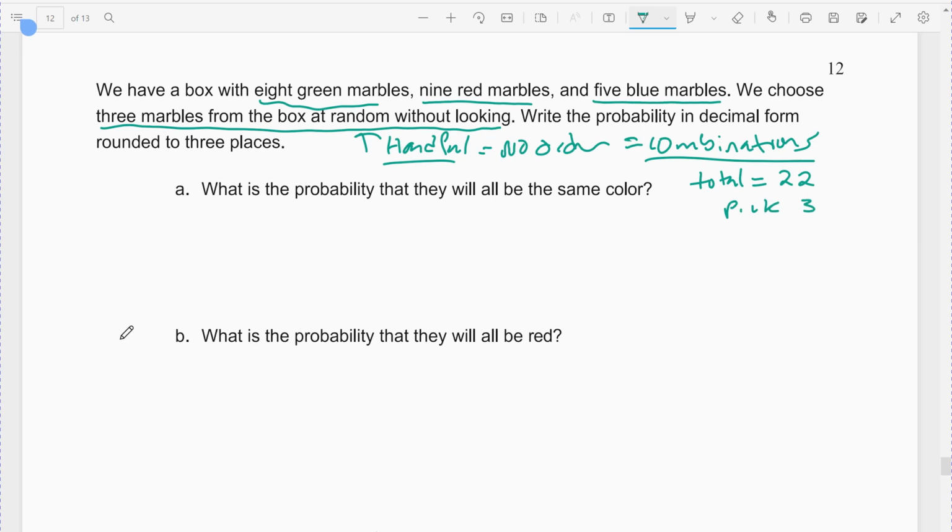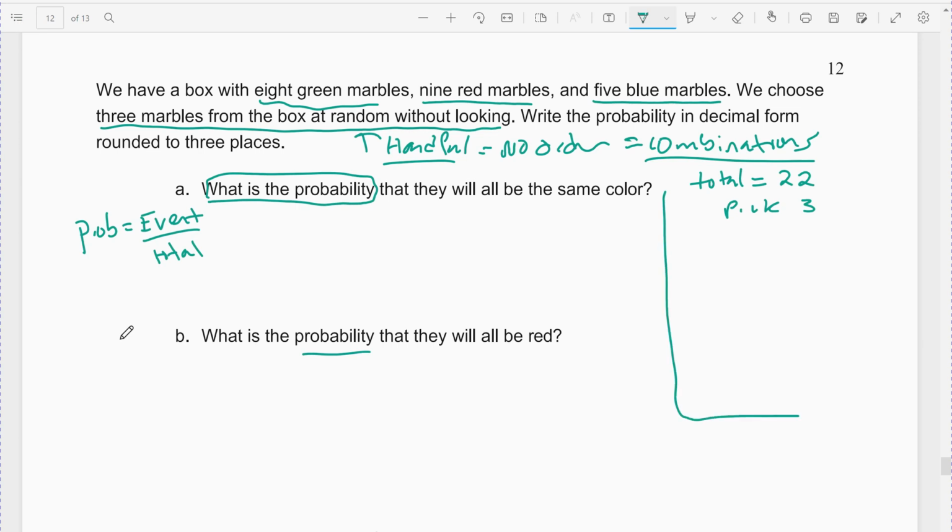Alright, the first problem, what's the probability? So we're looking for probability this time. Probability is the number in my event divided by my total. I'm going to figure out the total first because we're doing probability in the second part too. So I'm going to do some scratch work over the side and figure out my total.